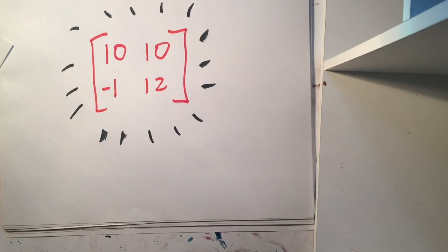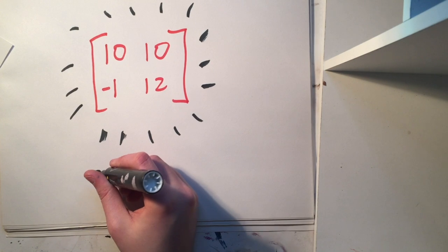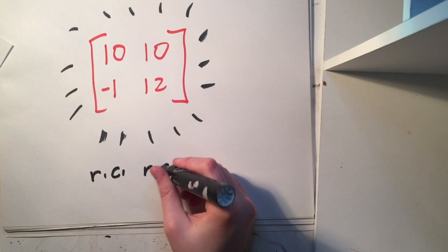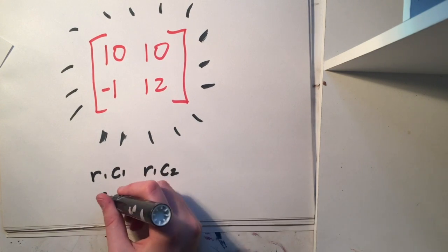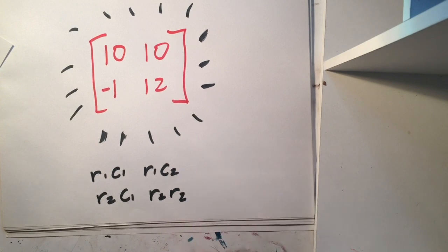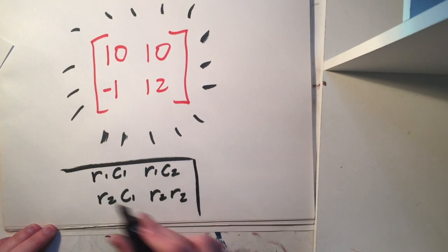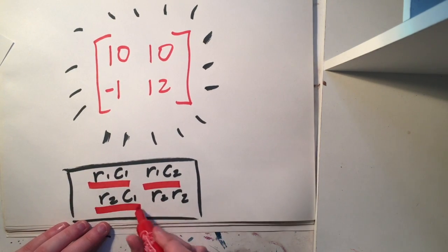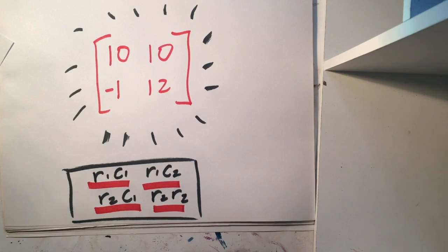You just have to remember the key rule. Row 1, column 1. Row 1, column 2. Row 2, column 1. Row 2, column 2. That way, everything gets multiplied and nobody gets left out. And they're always going to be in that specific way. So we just multiplied a 2 by 2 with a 2 by 2.